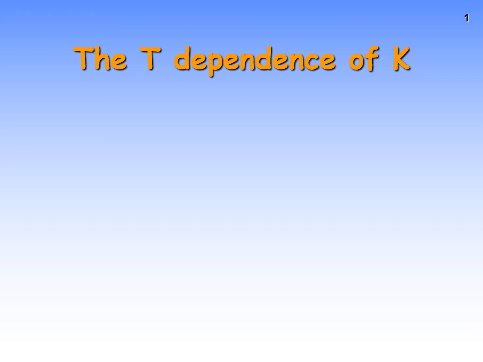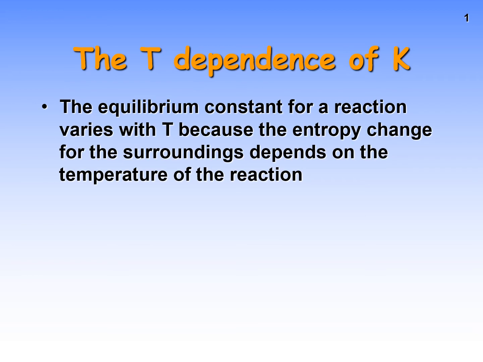Hello, Chem 1B. This is Chapter 18, Lecture Video 9. And we're going to be talking about, finally, how does an equilibrium constant change with temperature? And we can actually determine that using some of the equations we've already talked about in previous lecture videos. So, for instance, we know that it varies with temperature. This is actually due to the entropy change for the surroundings depending on the temperature of our reaction.